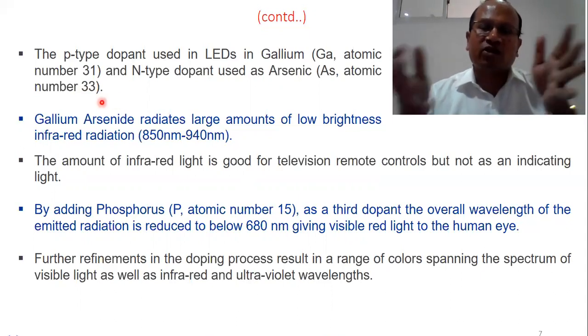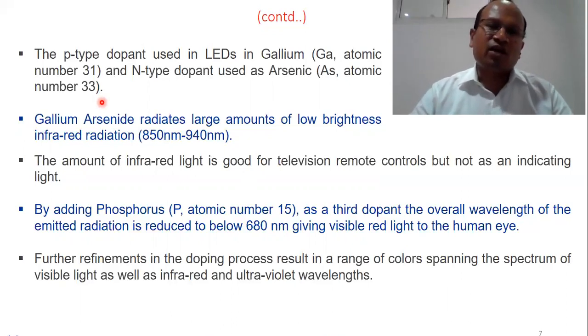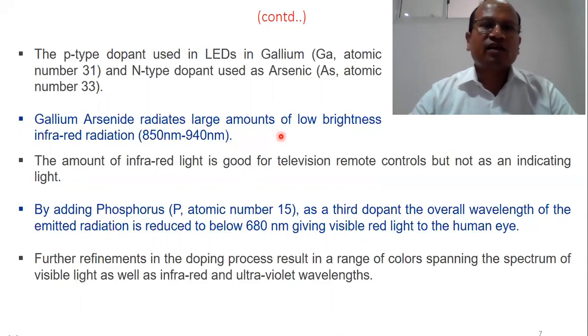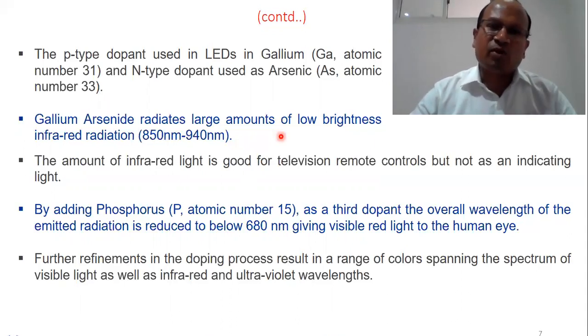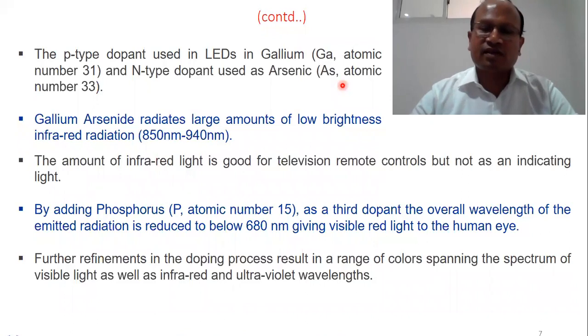But here the dopants are not used with silicon and germanium; they are used as the impurity. Here we are constructing the material with the help of a combination. So gallium arsenide radiates a large amount of low-brightness infrared radiation. See here, a low amount of brightness is generated.